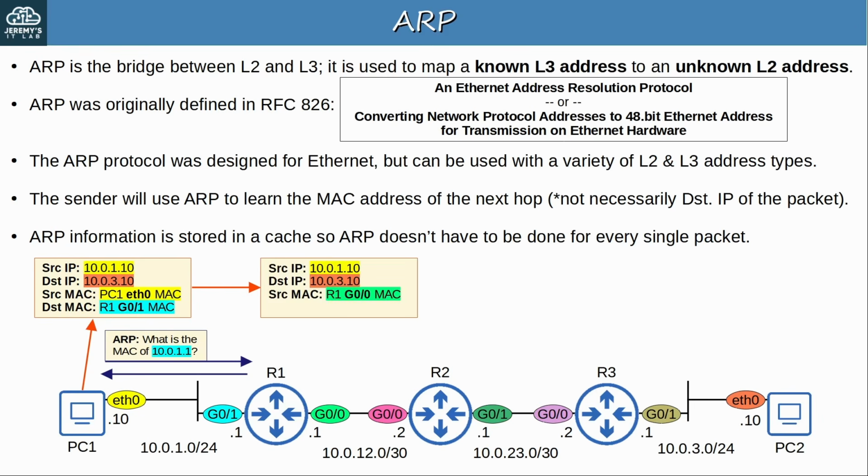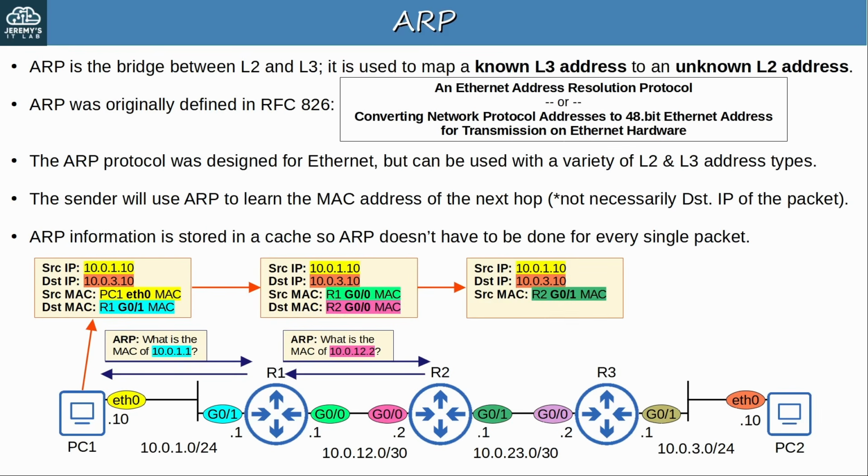Now R1 has the responsibility of sending the frame to the next hop. It looks up the destination IP in its routing table. There it learns that the next hop IP address is that of R2's G0/0, so it sends an ARP request to learn the MAC address of 10.0.12.2, to which R2 replies. R1 can then populate the destination MAC field of the frame and forward it to R2.